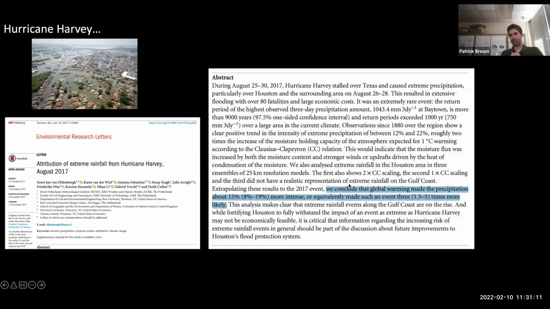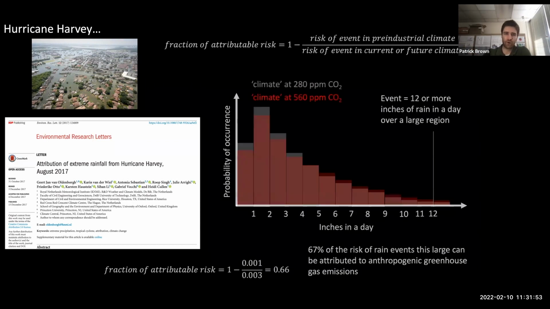But I find this interesting because these two things sound very different, right? 15% more intense means 15% more rain from climate change. That means 85% of the rain would have been there without climate change, and 15% of the rain is due to climate change. This is the language I just told you not to use, due to increases in greenhouse gas concentrations. So that would be like, oh, most of it is natural, and 15% is due to increased greenhouse gas concentrations. But it's actually equivalent to this: 67% of the risk of a rainfall event this large or larger is due to increased greenhouse gas concentrations.